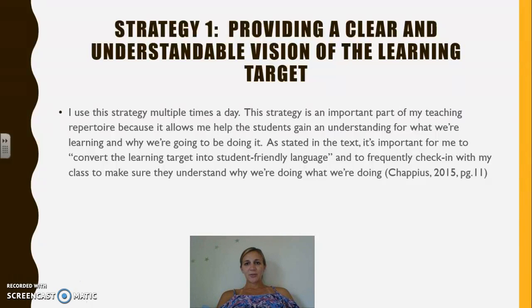Getting on to the learning strategies. As for strategy 1, providing a clear and understandable vision of the learning target, I use the strategy multiple times a day. I introduce the learning targets and goals at the beginning of the lesson, in the middle of the lesson, and it's really important that the students understand what we're learning and why we're going to be doing it. And it's important for me to convert the learning target into student-friendly language.